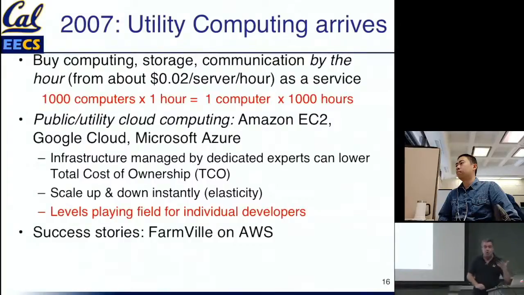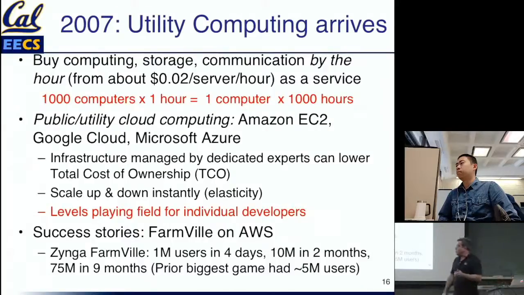And probably one of the earliest success stories about that was a game called Farmville. If anybody remembers Zynga's Farmville. They got to 1 million users in their first 4 days. Within 9 months, they had 75 million users. Prior to that, the largest, most successful online game had been around 5 million users, and they did it all on AWS.